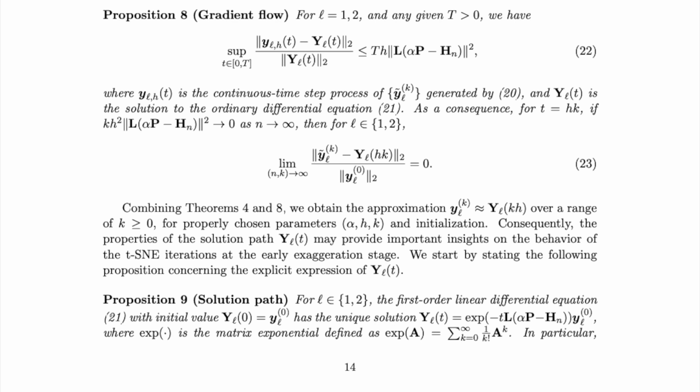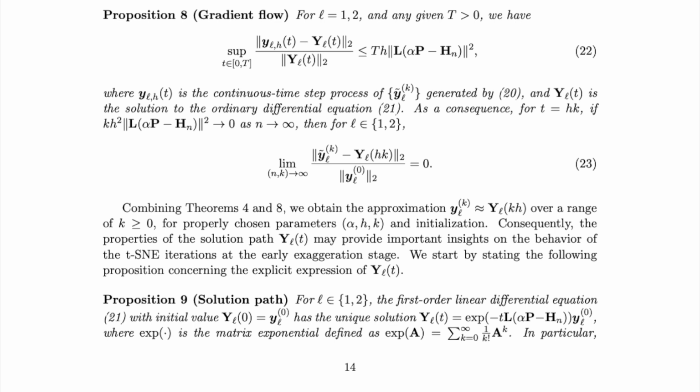Combining Theorems 4 and 8, we obtain the approximation y_k ≈ y(kh) over a range of k ≥ 0 for properly chosen parameters and initialization. Consequently, the properties of the solution path y(t) may provide important insights on the behavior of the t-SNE iterations at the early exaggeration stage. We start by stating the following proposition concerning the explicit expression of y(t). Proposition 9, solution path.